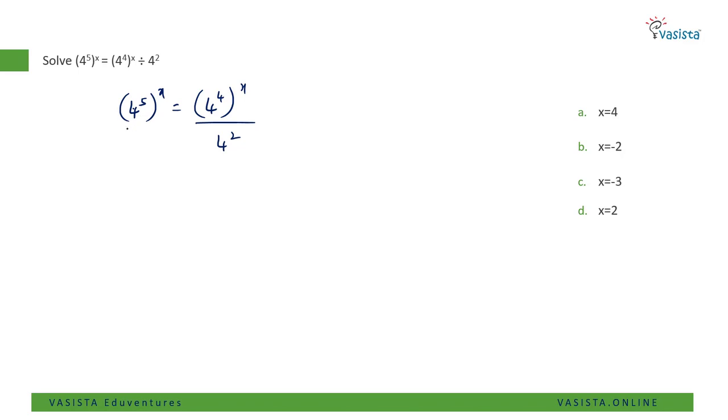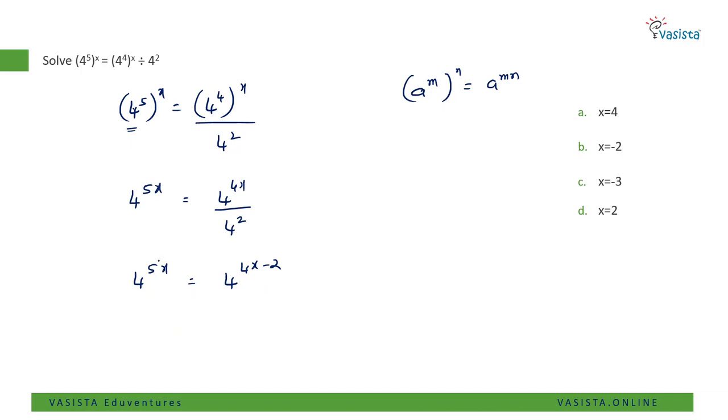Right, 4 to the power of 5. This we will simplify. It is (a to the power of m) to the power of n is going to be a to the power of mn. That I'll apply here. So this will become 4 to the power of 5x, which is going to give us 4 to the power of 4x divided by 4 square. Or 4 to the power of 5x is equal to 4 to the power of 4x minus 2.